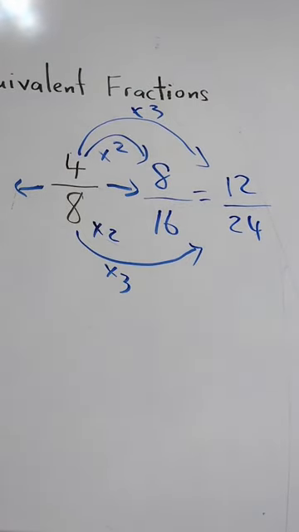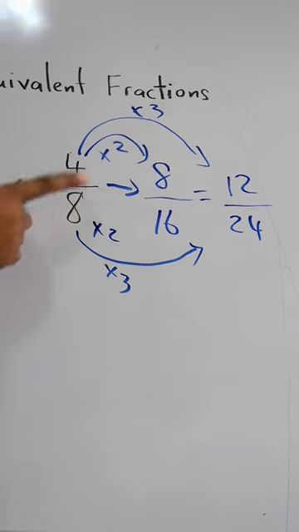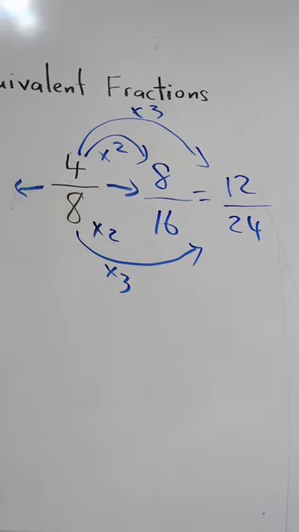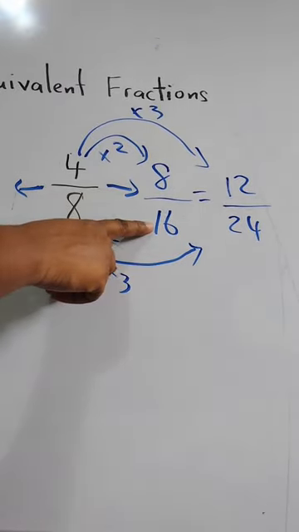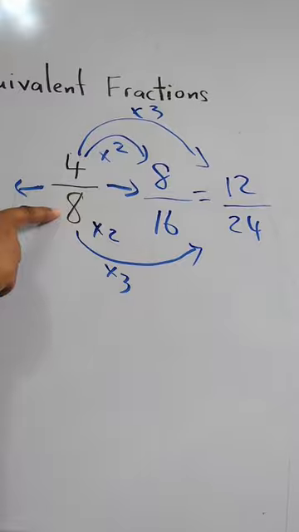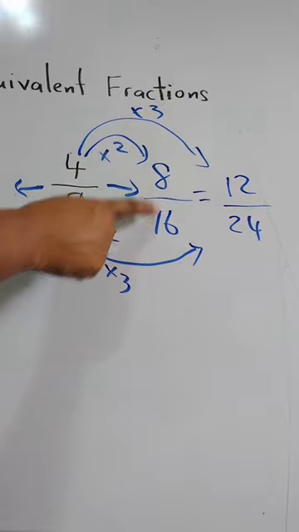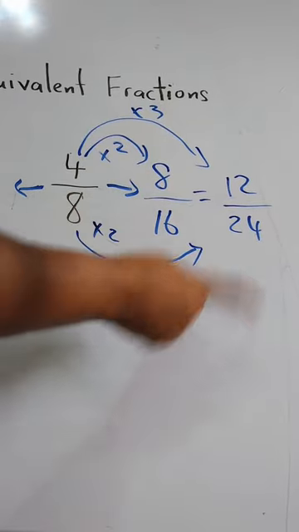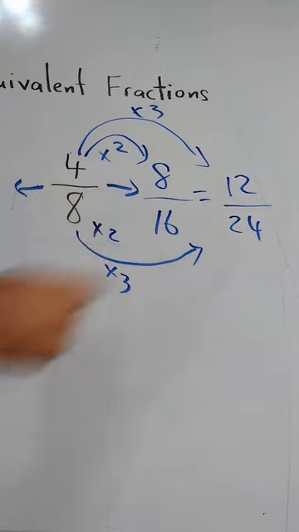I'm hoping you're noticing something. That 4 is half of the number 8. If a fraction is equivalent to 4/8, the numerator must represent half of the denominator. So my 4/8 is equivalent to 8/16 because 8 is half of 16. It's also equivalent to 12/24.